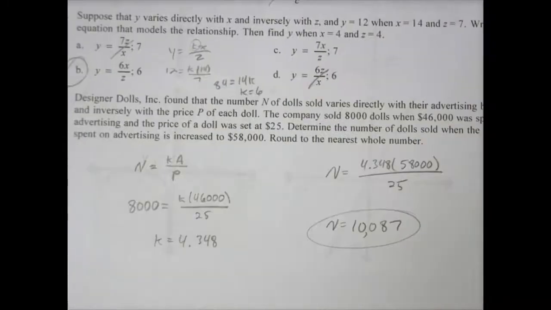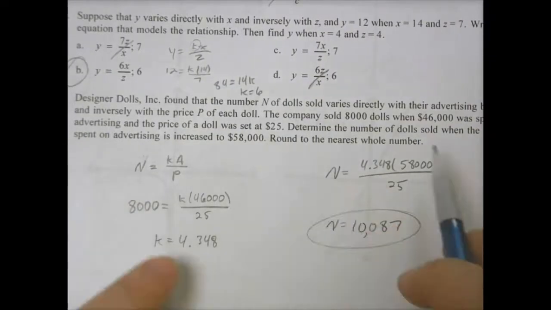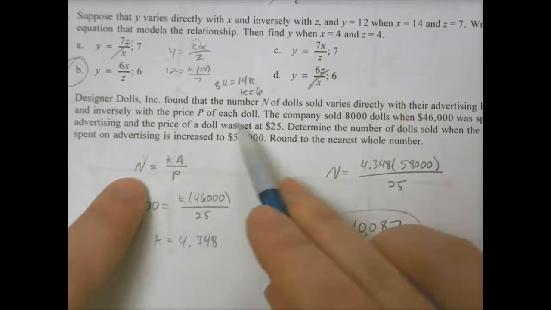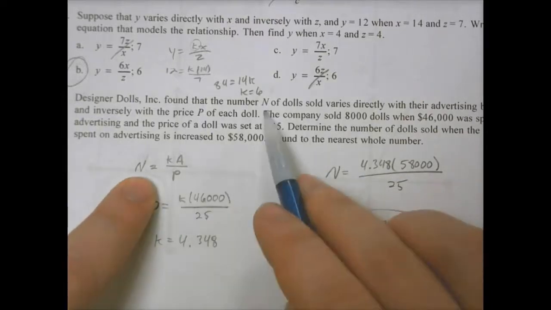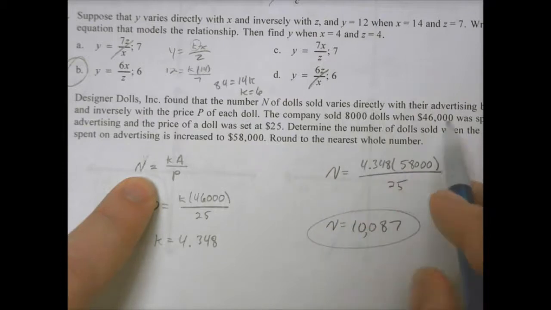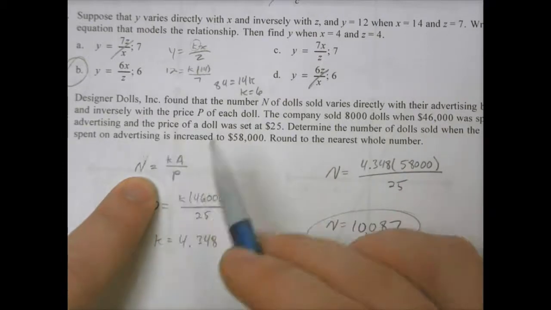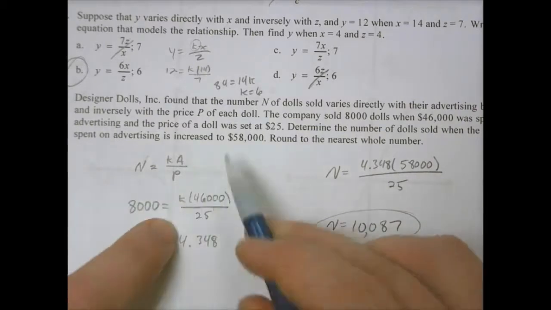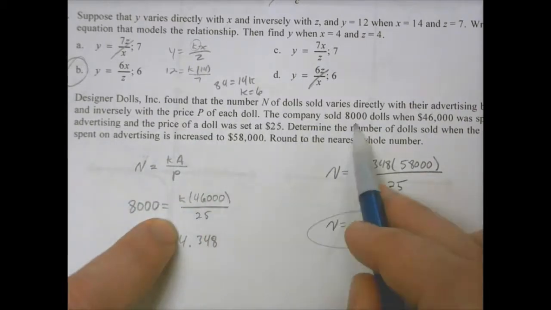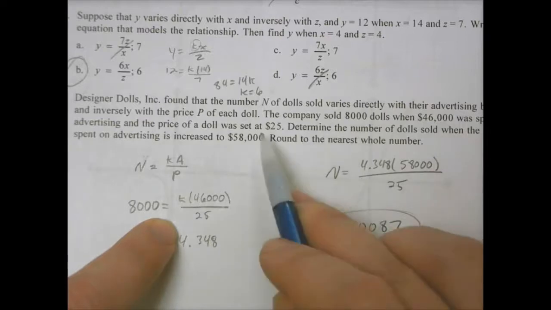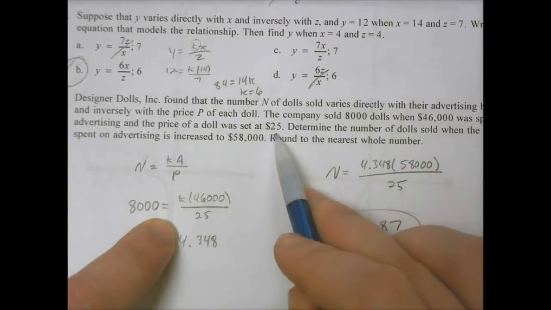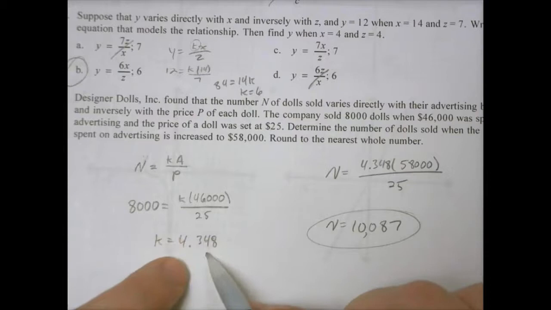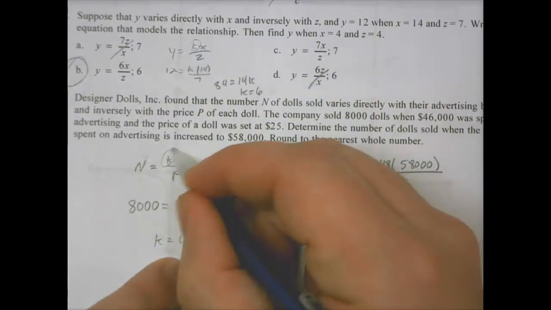All right, so we have n varies directly with a and inversely with p. So I have this equation. Then they give us a bunch of numbers: $8,000, $46,000 was spent on advertising, and the price of the doll was $25. So I plugged in all those numbers and I came out with k as this value. So now I have the equation where I know k is 4.348.